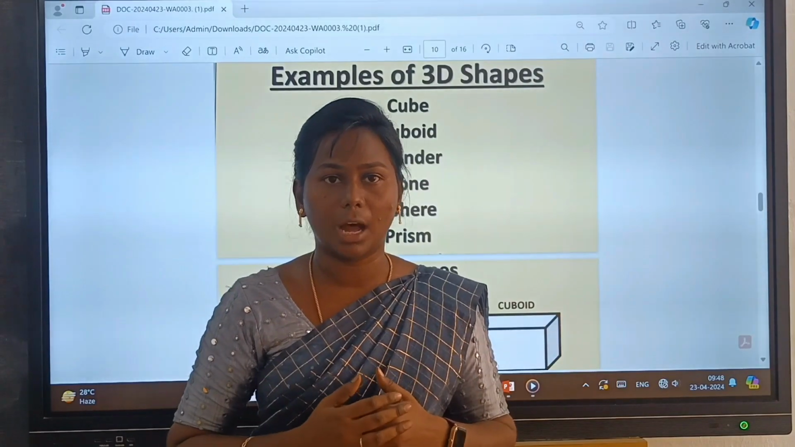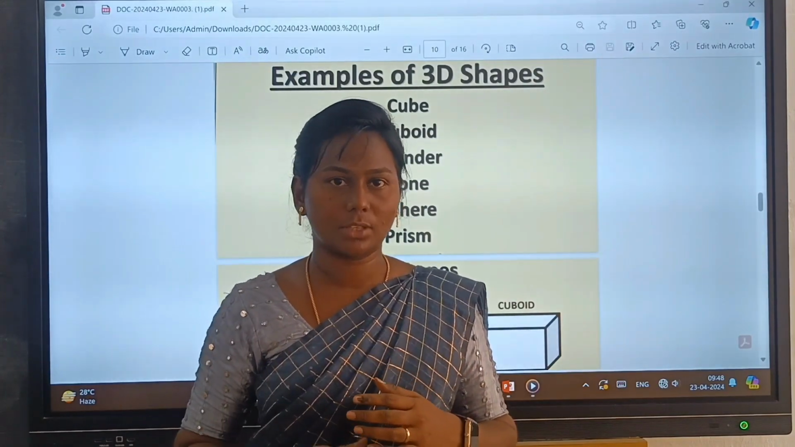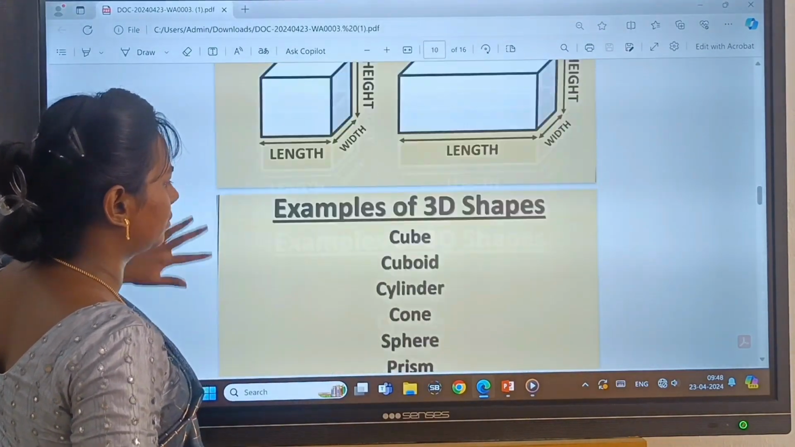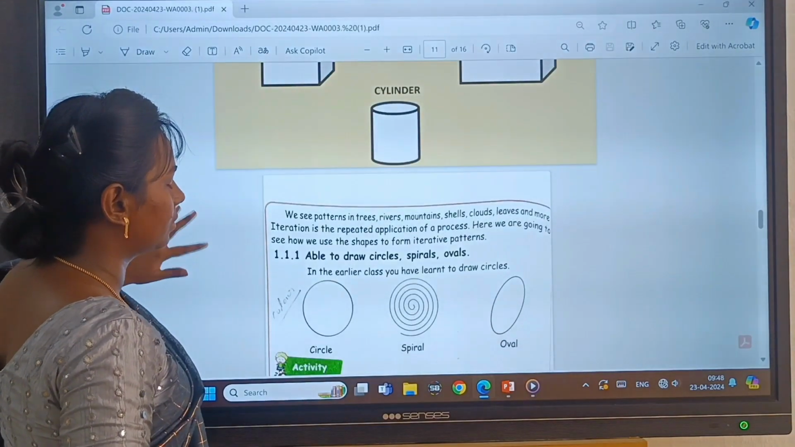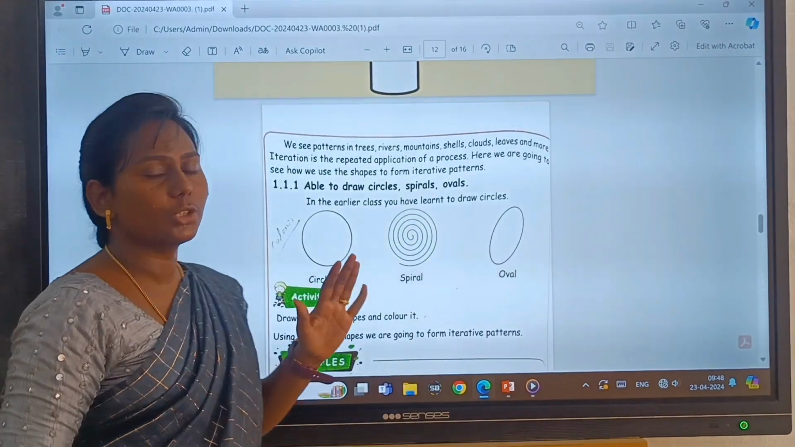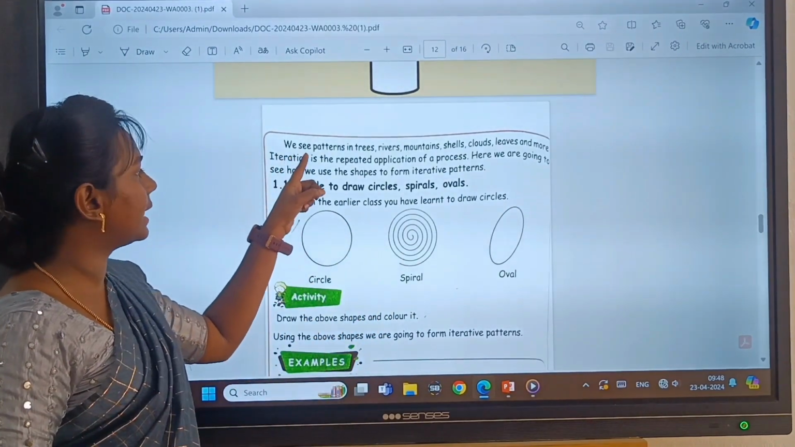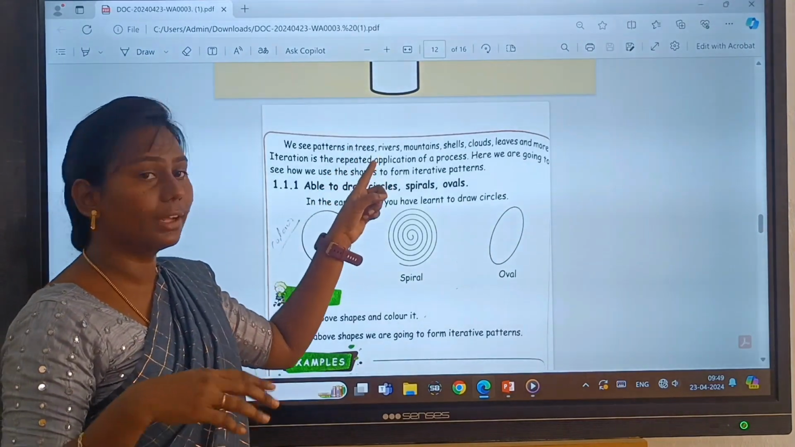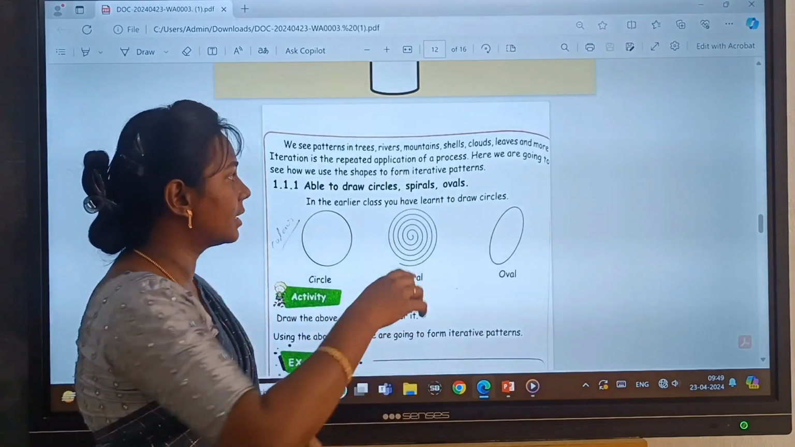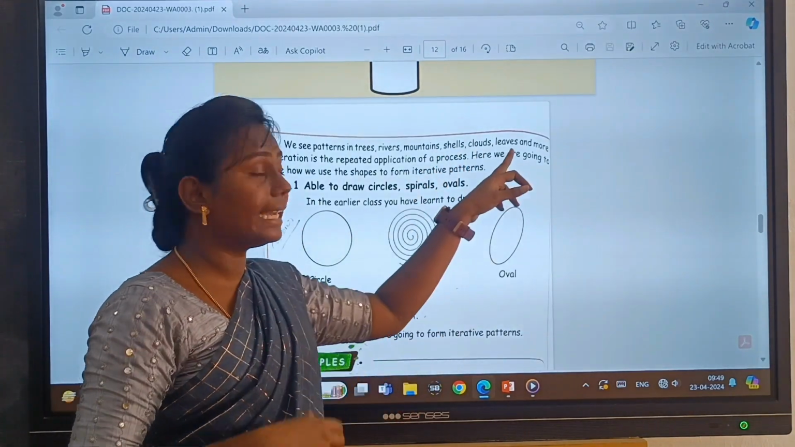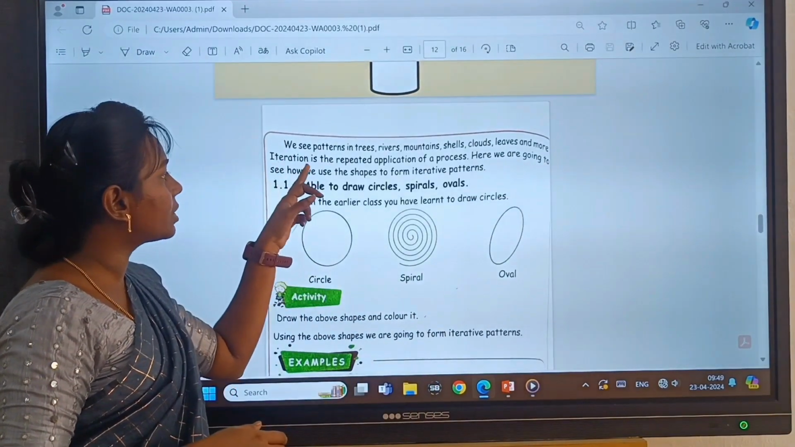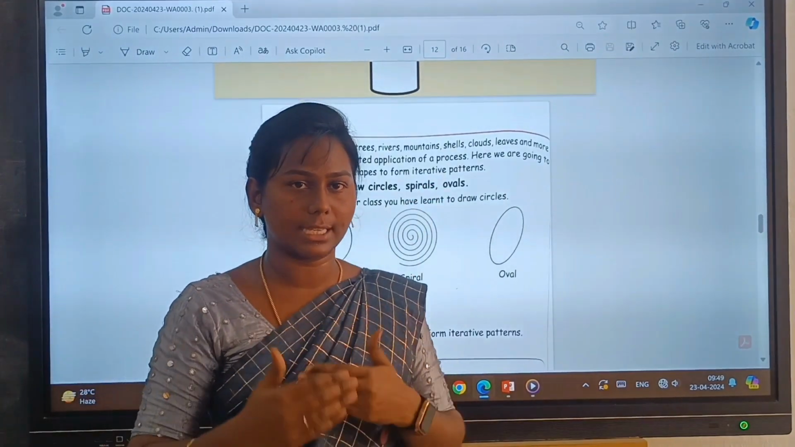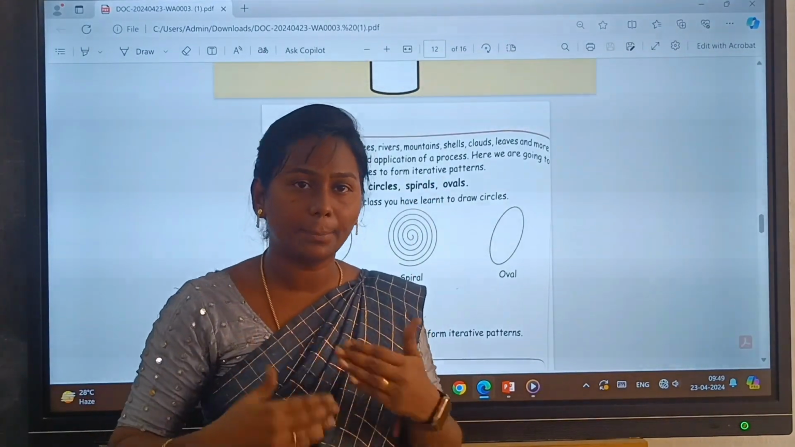Now we are going to learn about iterative patterns in shapes. Okay? Listen here. Miss, what is an iterative pattern? Listen here. Iterative patterns in shapes. We see patterns in trees, rivers, mountains, shells, clouds, leaves and more. Iteration is a repeated application of a process. Iteration means it is a repeated process.